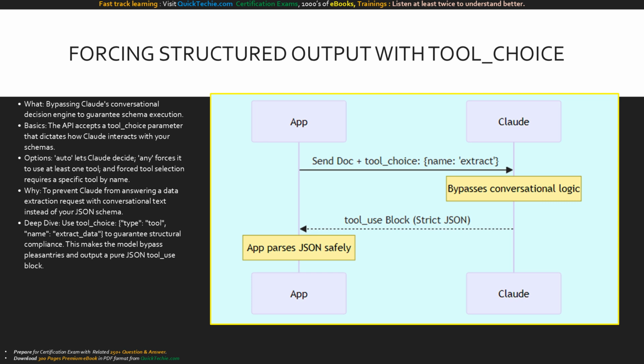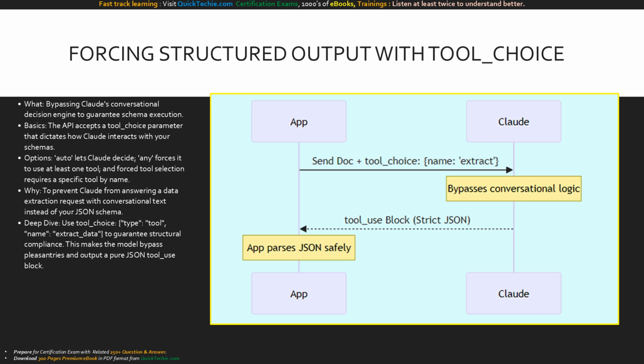This sequence diagram maps the forced execution flow. Your application sends the document and the forced tool choice parameter. Notice what happens next. Claude explicitly bypasses its normal conversational logic. It immediately responds with a tool use block containing your strict JSON, allowing your application to parse the data safely and predictably.